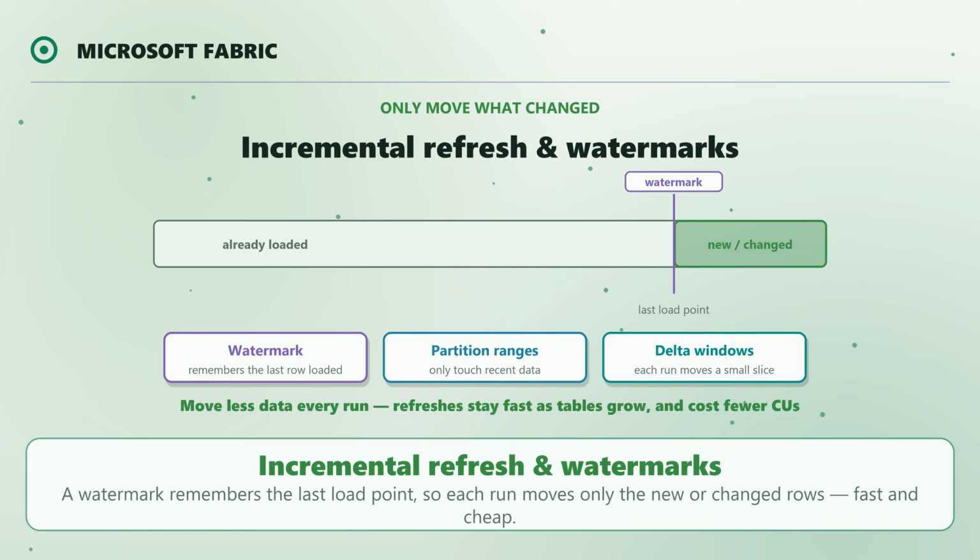A 5-minute incremental instead of a 5-hour full reload. And because you're moving far less data, every run costs a fraction of the capacity units. The rule is simple: only move what changed.